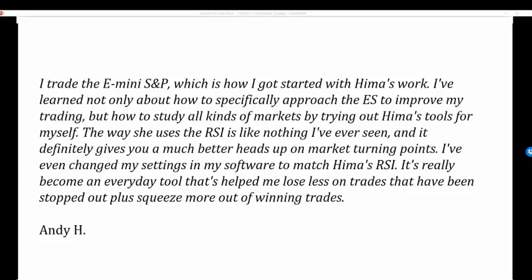And this is a part that I loved when he said, "She has shown me how the RSI can be used in a way that's like nothing I've ever seen, and it definitely gives you a better heads up." I mean, that's where I got inspired to label heads up for momentum, because I thought that was a great way to say it. "I've even changed my settings in my software to match Hema's RSI. It's become an everyday tool that's helped me lose less on trades that have been stopped out and squeeze more out of winning trades."